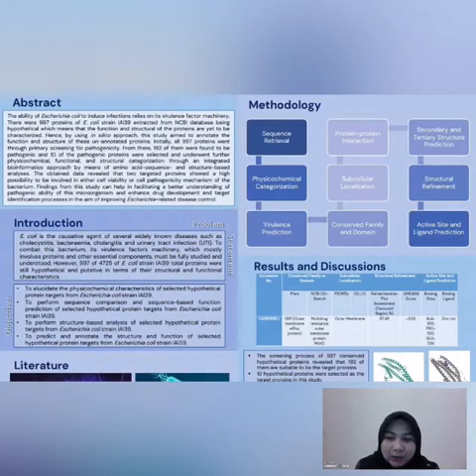After that, subcellular localization was performed. PSORTb server and CELLO server were used to predict the subcellular localization of the query protein. This information was important in categorizing whether a protein is a membrane protein or a cytoplasmic protein.